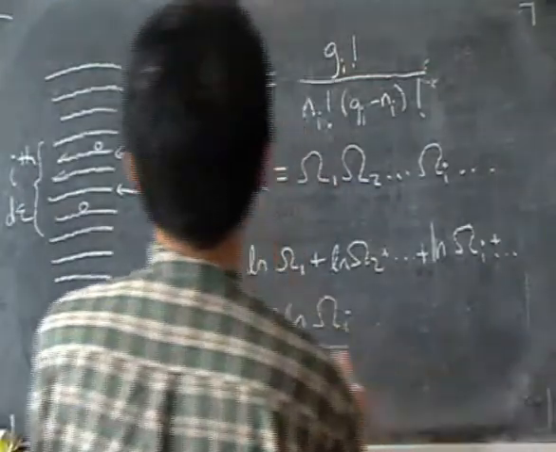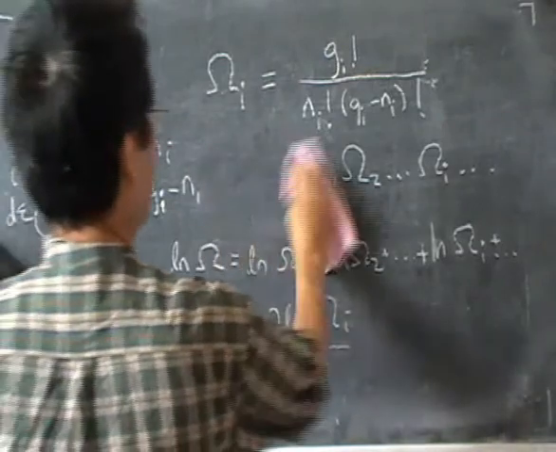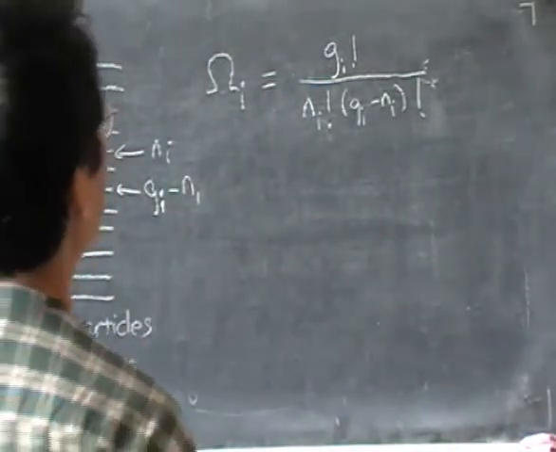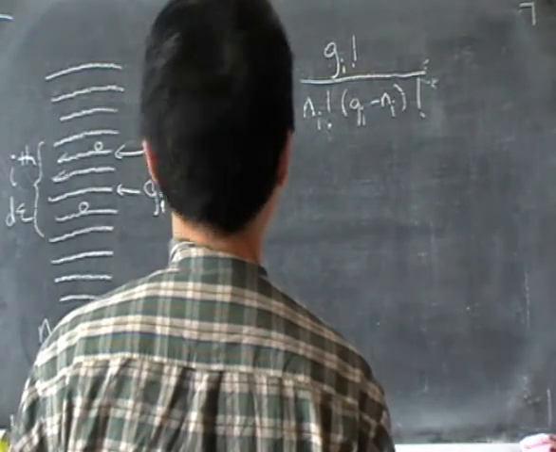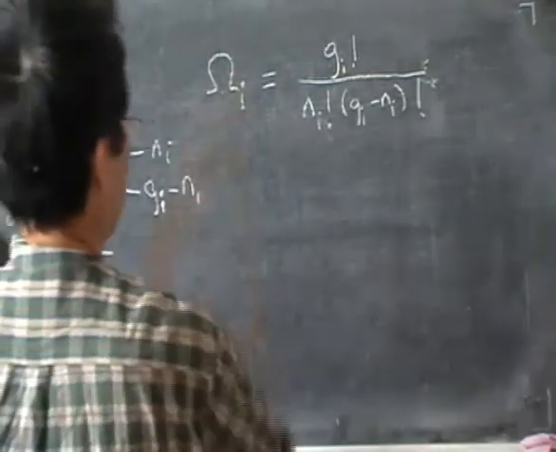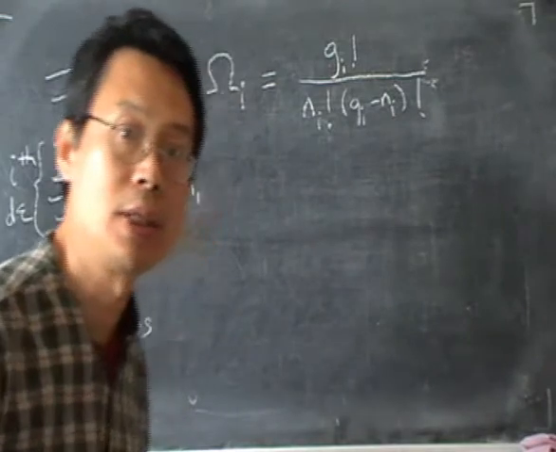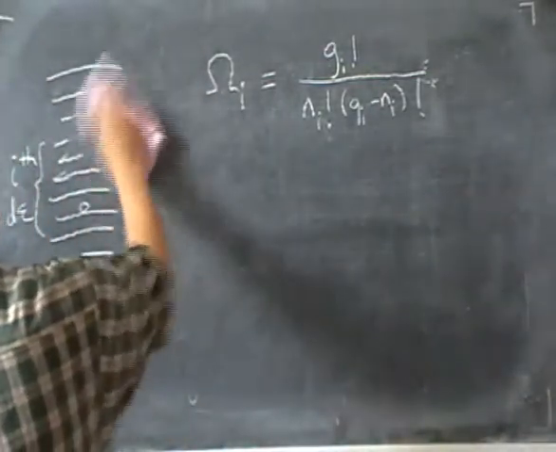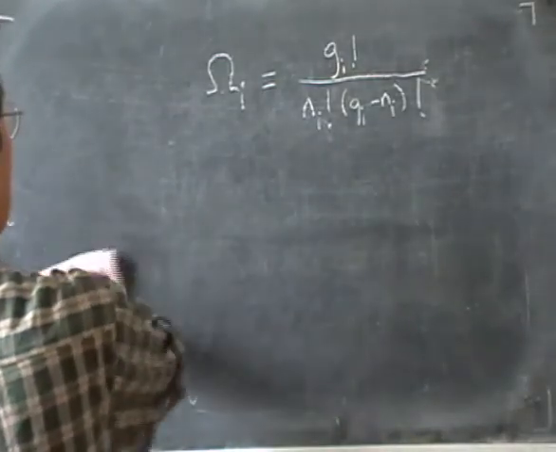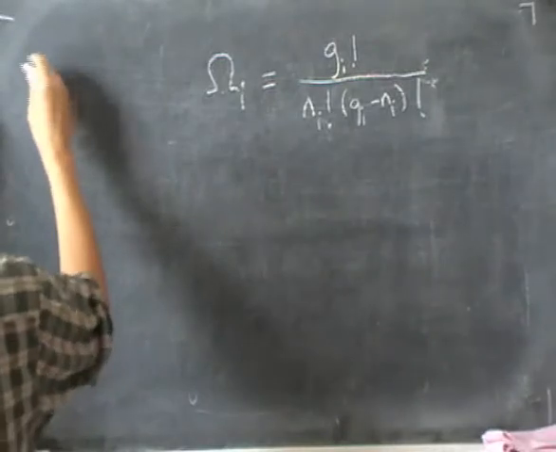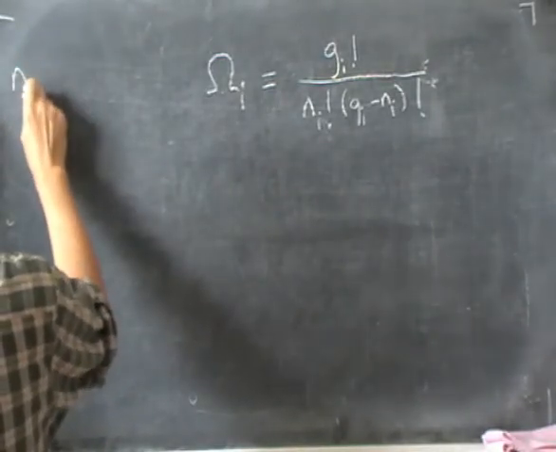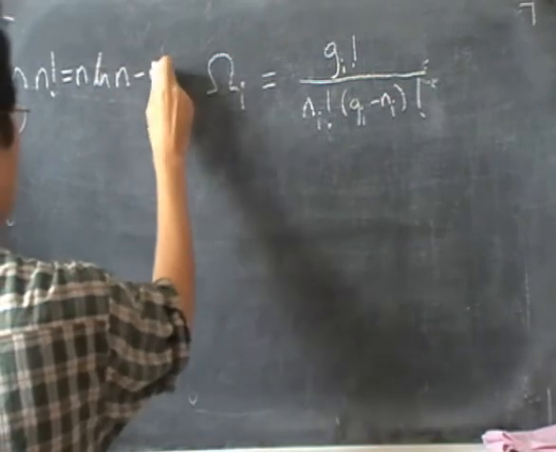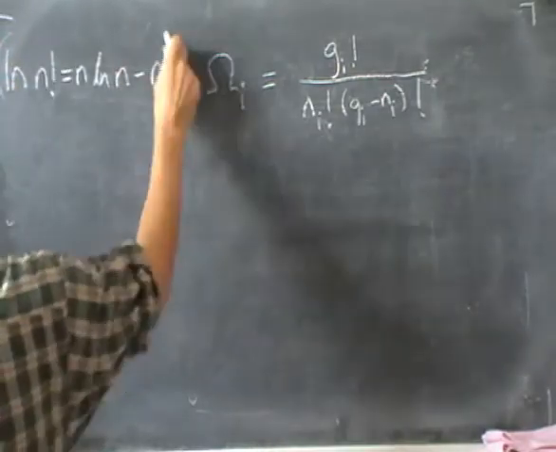So let's do that now. In order to differentiate that, we make use of Stirling's approximation. Stirling's approximation looks like this. Log n factorial is equal to n log n minus n. Alright? That's Stirling's approximation.